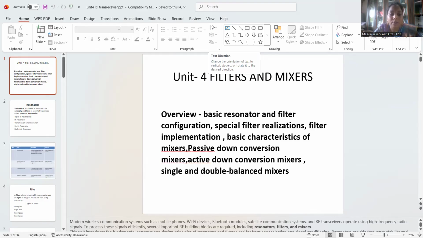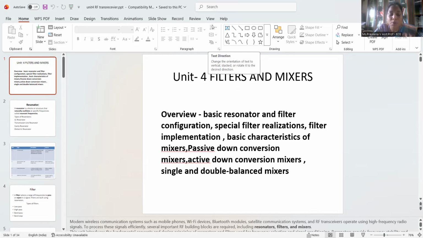This unit introduces the fundamental concepts and design principles of resonators and filters, generally used for frequency selection and signal conditioning. The resonators provide frequency stability and selectivity, while the filters allow a desired signal, that is a specific signal, to pass through and suppress the unwanted frequencies, right? So, unwanted frequencies and noise.